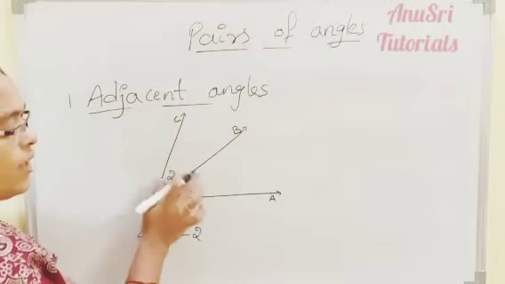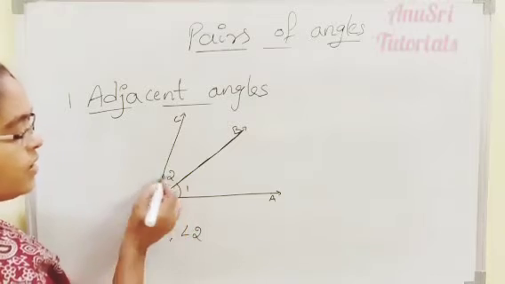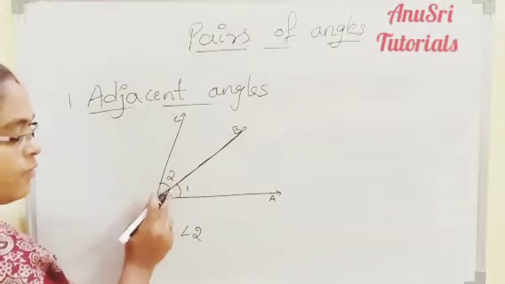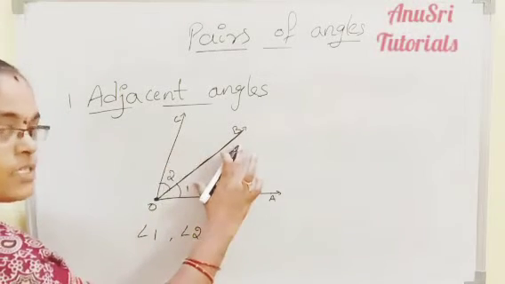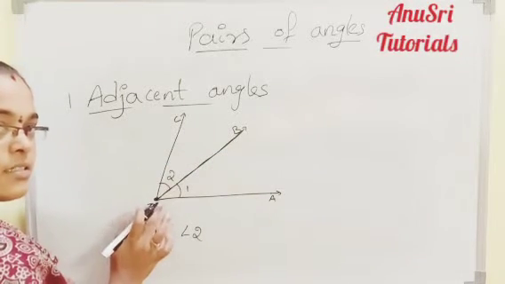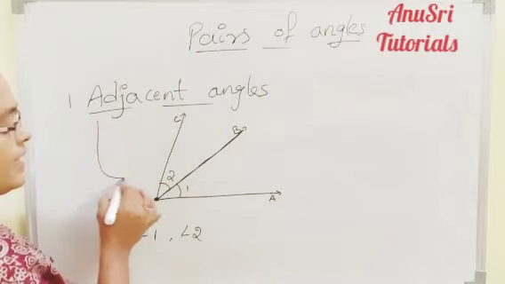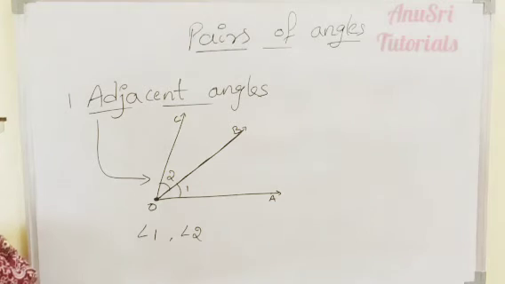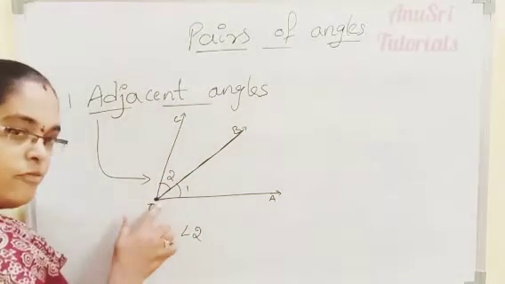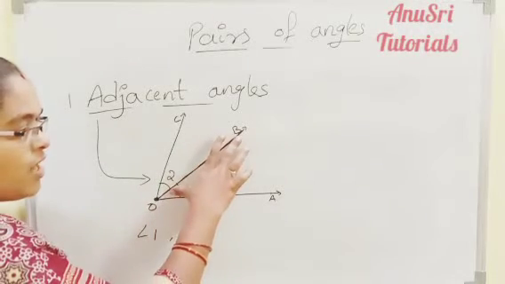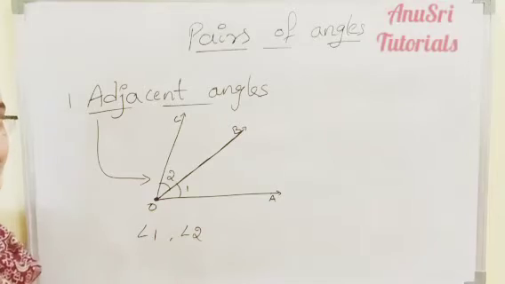And these two angles have a common arm. See OB belongs to angle 2 and OB belongs to angle 1 also. One common arm is there and the same vertex these two angles have. So this type of angles we are calling as adjacent angles. So what are adjacent angles? The two angles have the same vertex and have one arm in common. Then those angles we are calling as adjacent angles.